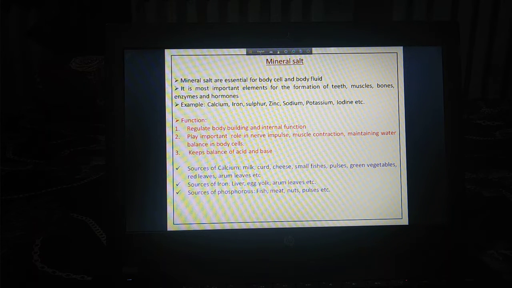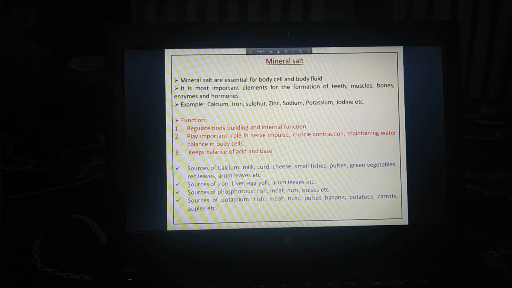etc. Sources of phosphorus, fish, meat, nuts, etc. Sources of potassium, sources of iodine from seaweeds, sea fish, meat and algae.